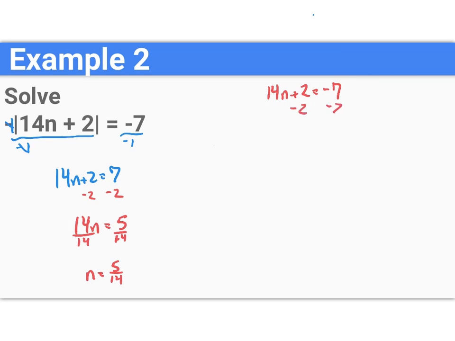I subtract 2 from both sides. I get 14n equals negative 9. Divide by 14. n equals negative 9 over 14. If I stick that in for n, the 14s cancel out. Negative 9 plus 2 is negative 7. The absolute value of negative 7 is positive 7. And then multiplying by negative 1. So it works. So here are our two answers.